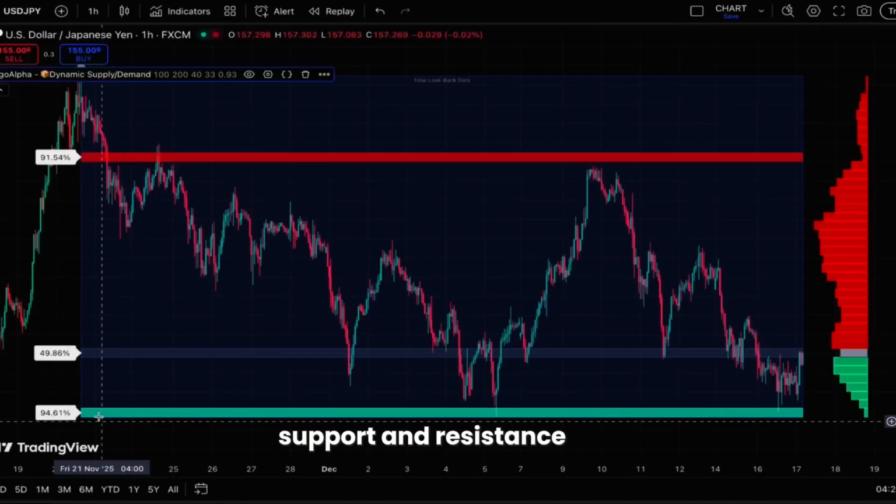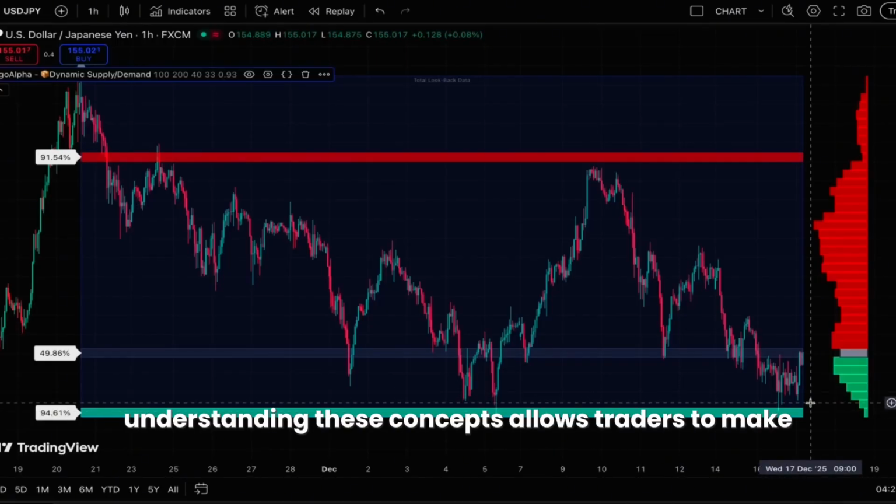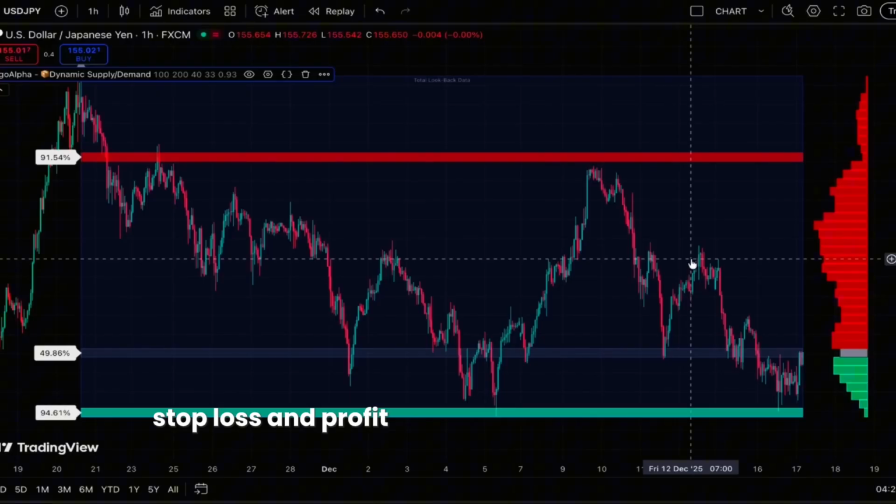In this tutorial, we explored 3 powerful supply and demand indicators on TradeSnipe that help identify key support and resistance zones. Understanding these concepts allows traders to make smarter entry, stop loss, and profit decisions, all based on market imbalance, not guesswork.